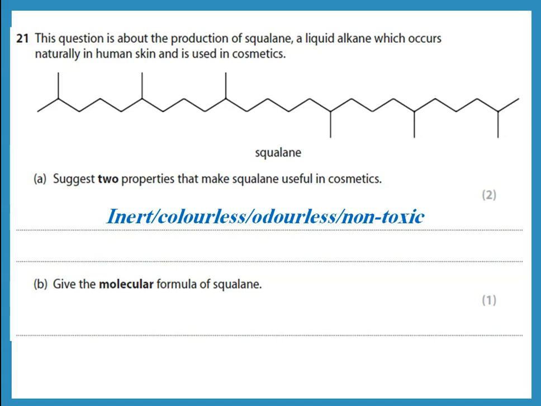Give the molecular formula of squalane. That means you're going to count the total number of carbons, and it's an alkane. So even if you don't sit down and count the hydrogens, you should know that its general formula is CnH2n+2. So these are 30 carbons, and the formula is C30H62.